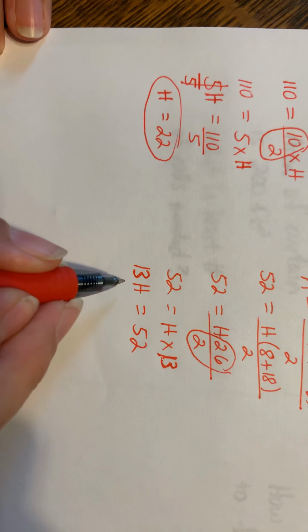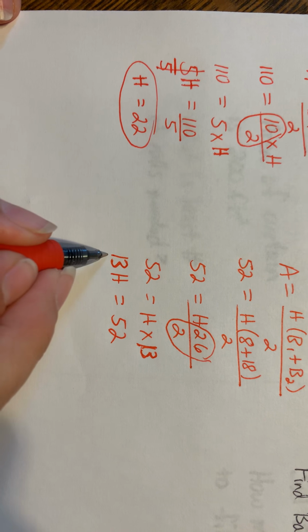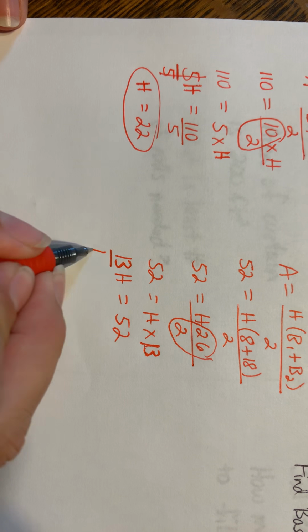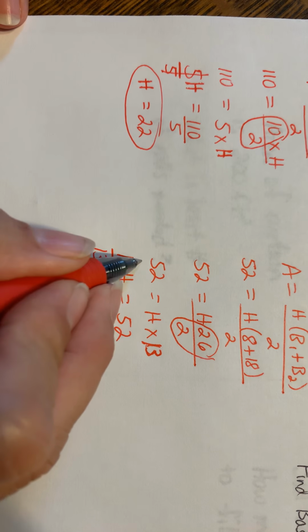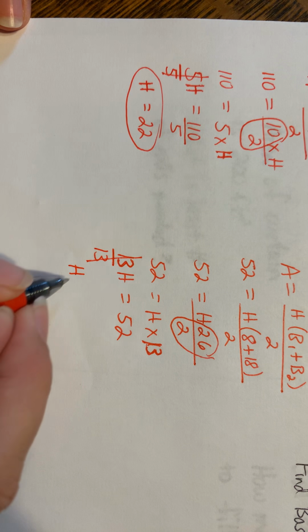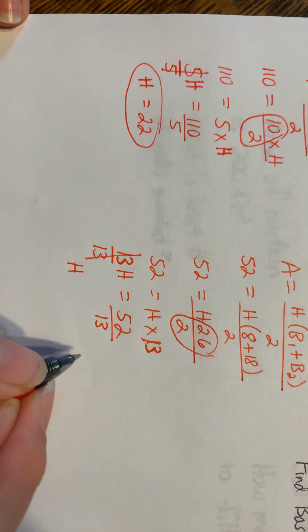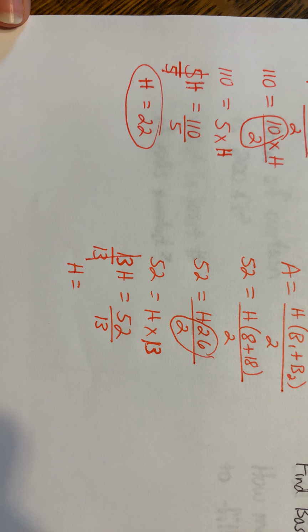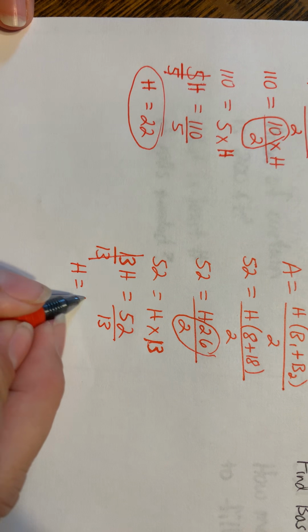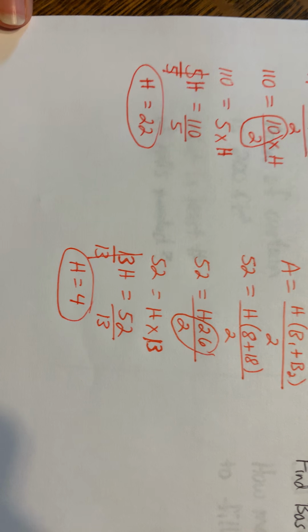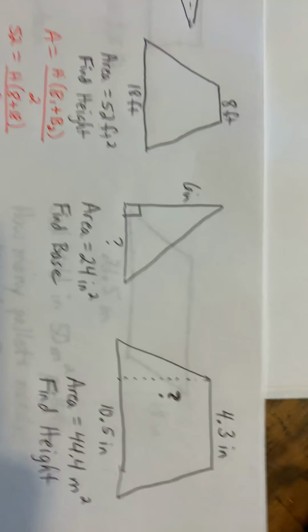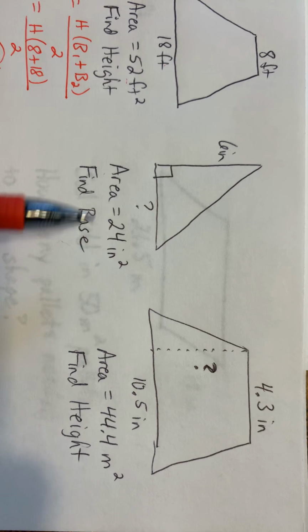Again, I want H to be by itself, so I got to get rid of the 13 by doing the opposite operation, which is dividing. That cancels out and leaves me H. If I divided the left side by 13, I need to divide the right side by 13. So 52 divided by 13 gets me 4. And now I'm done.